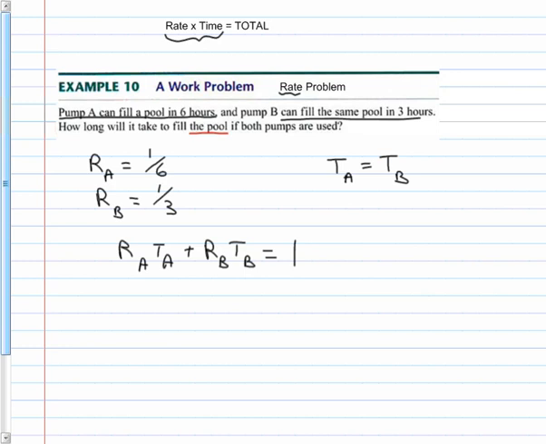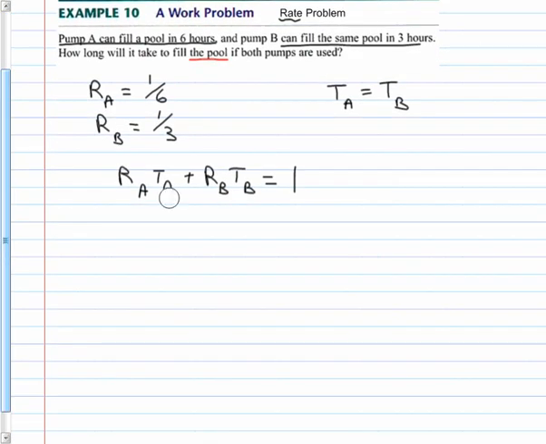How long will it take to fill the pool if both pumps are used? I just have both of them running. In 1 pool? 1 pool. Same pool. So let's then say, oh, that's just time. The time is the same. So now I have 1/6 T plus 1/3 T, and when I'm done, I get 1 pool.